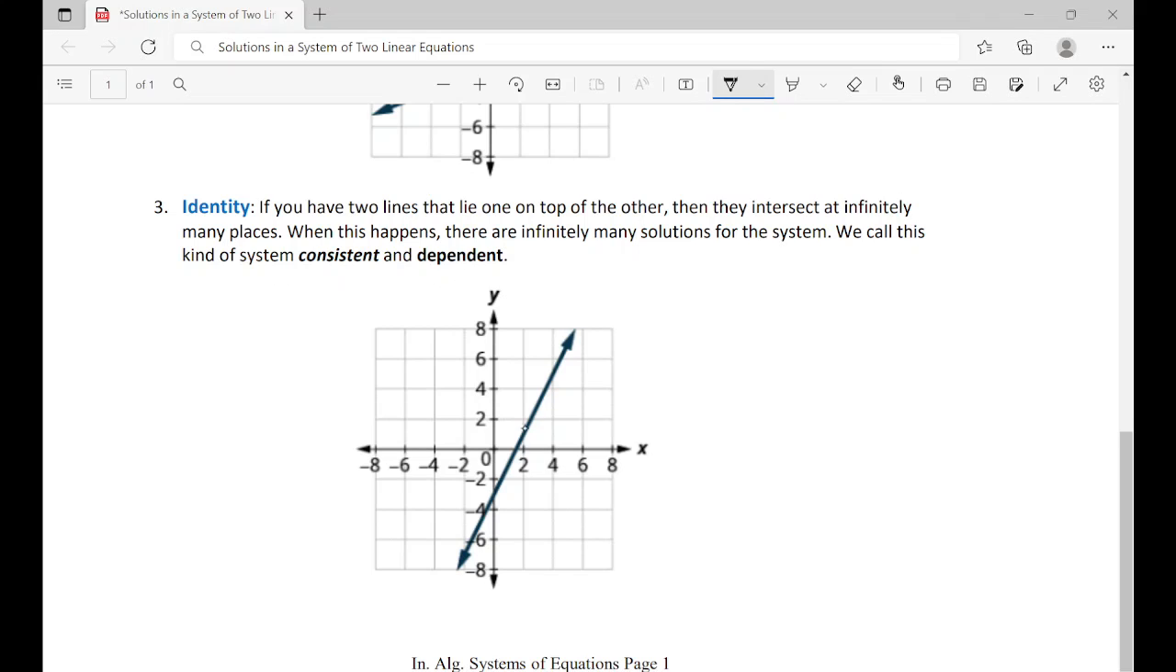So if you look at this, and it's kind of hard to see, but if you just imagine taking a line like so, and then taking a second line and lying right on top of it like this, you would have an identity system where there are infinitely many solutions.